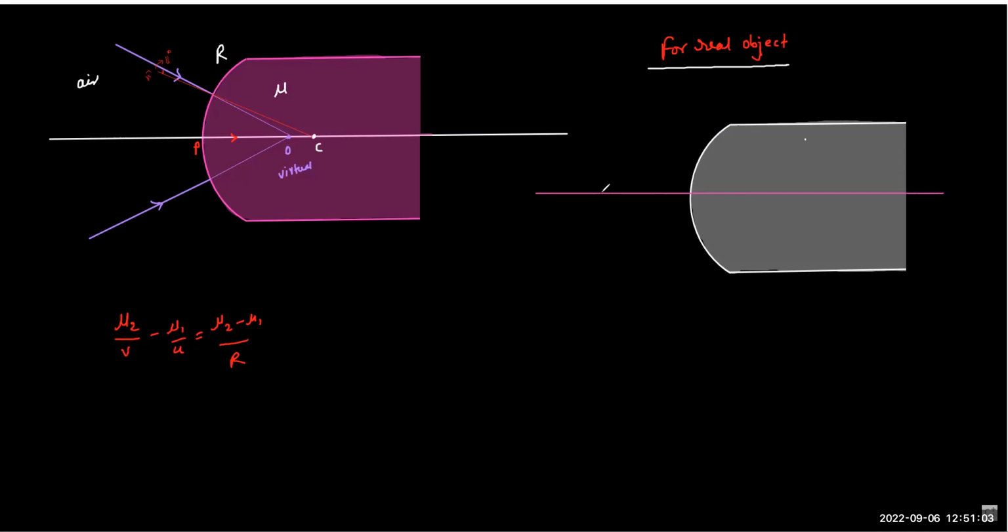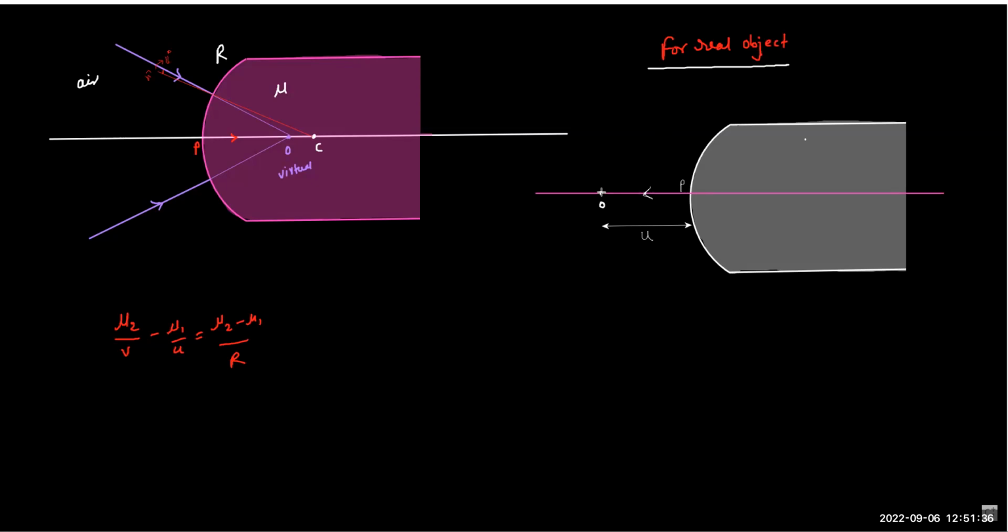So if we have the real object, then U will be on this side. Everything we measure from P. So P to O will be in this sense, right? This is the P to O sense. And therefore the U will be negative. It's opposite to the incident, because the light is going to be from O. If you begin any light, it will go like this.